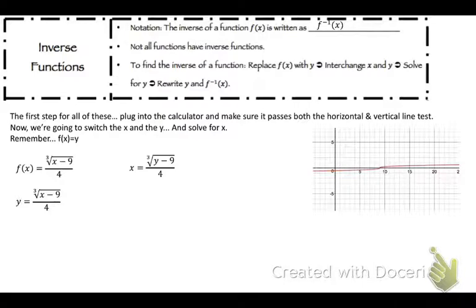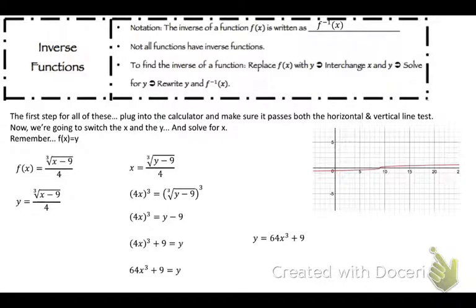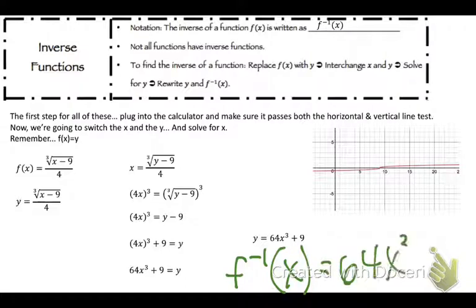4. Solve for y. So we're going to multiply by 4, so you get 4x equals the cube root of y minus 9, sorry. Now to get rid of that cube root, we're going to cube both sides. So we get (4x) cubed equals y minus 9. Add the 9 over, so you get (4x) cubed plus 9 equals y. Well, (4x) cubed, we can cube that out. That's 64x cubed plus 9 equals y. Then the last thing you have to do is just plug in that negative 1. So f of negative 1, or f inverse of x equals 64x cubed plus 9.